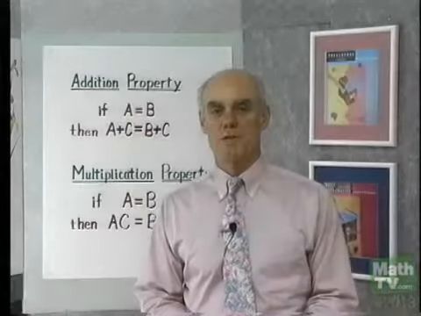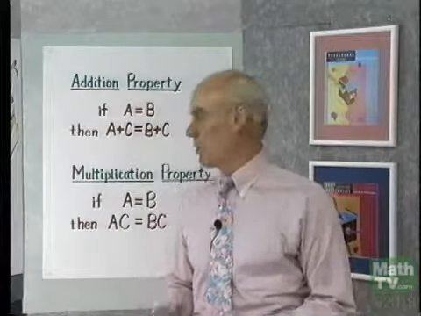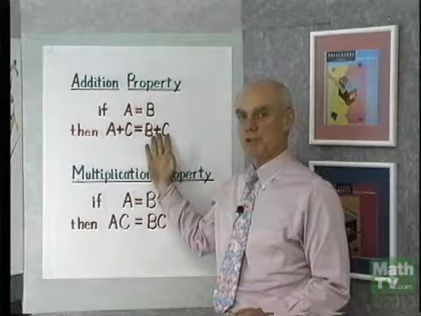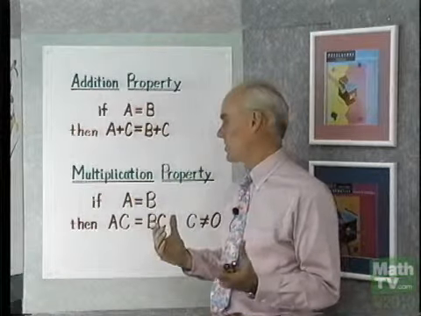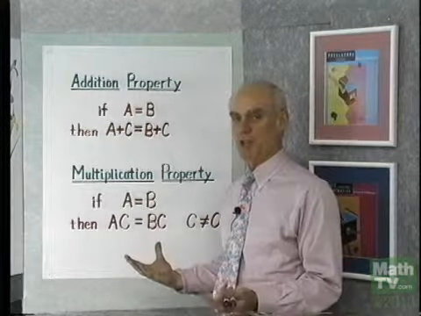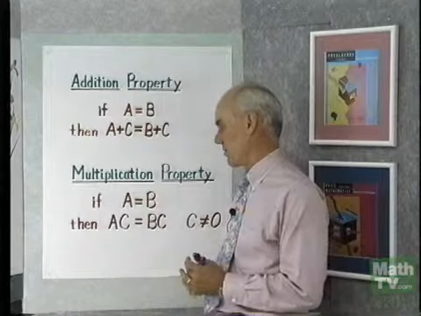In this section, we're going to solve some equations that involve decimals. Now, I want to remind you of the addition property of equality that says we can add the same amount to both sides of an equation, won't change the solution set, and the multiplication property that says we can multiply both sides by any non-zero number, and that also won't change the solution set.